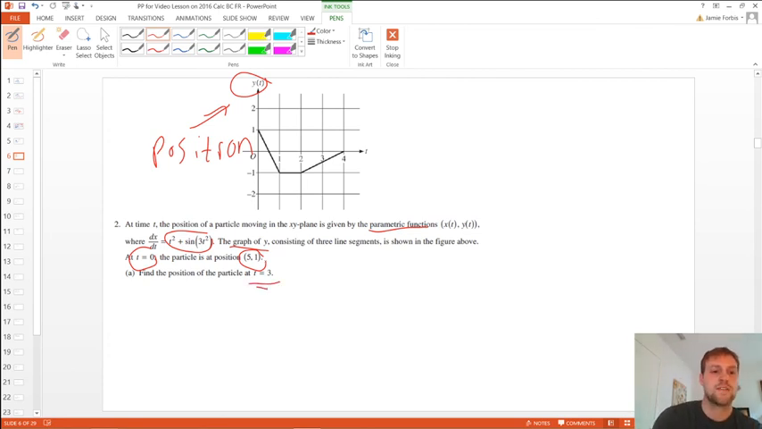So let's do it for x. We've got to do it for x and y, so let's do x first. Let's figure out what x of 3 is. With x, we're going to start with our initial point, which is 5. We're given that it's 5. So I'm going to do 5 plus the change in x from time equals 0 to time equals 3, so the integral from 0 to 3.